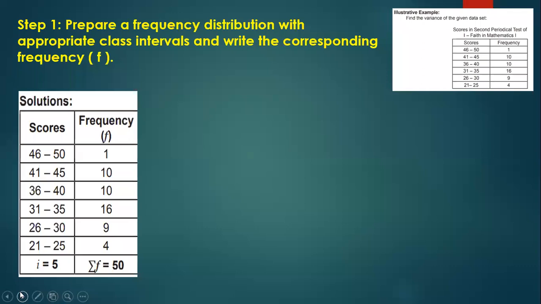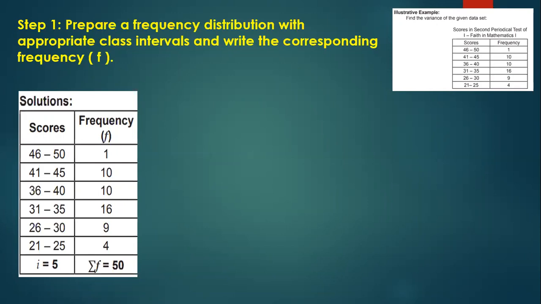Step number one, you need to prepare a frequency distribution with appropriate class intervals and write the corresponding frequency. So just copy the given data: the scores, then the frequency. Then look at the i. Do you see the i? The i is for the width, right? How to get the width? Look at your class interval. Your class width, that is your i.